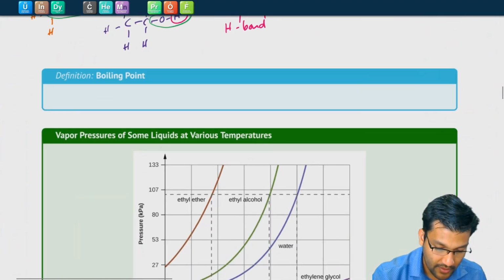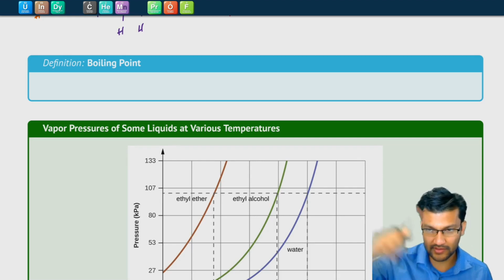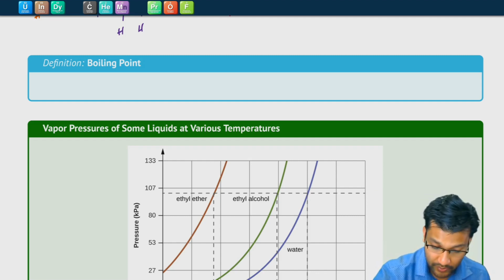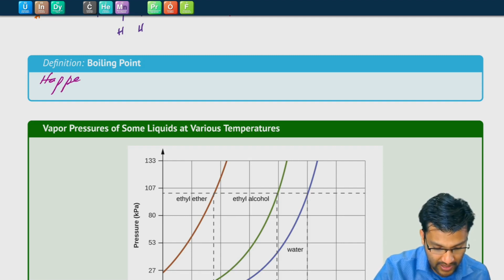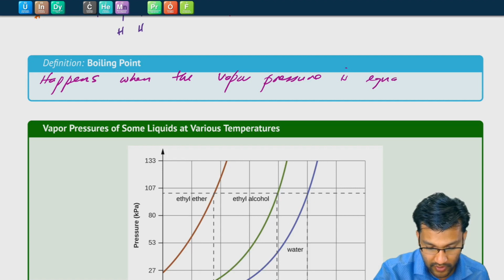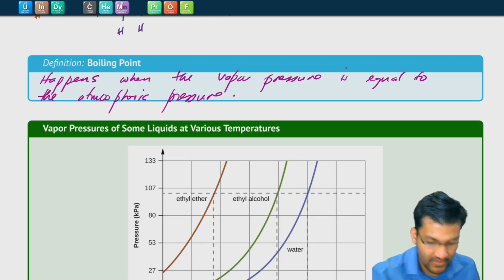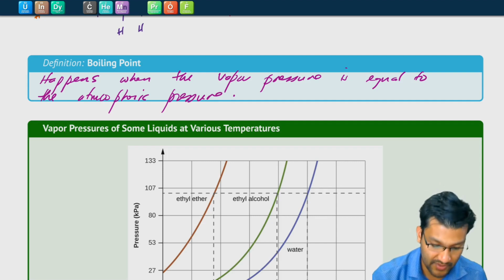Okay, so we talked about vapor pressure. It comes from the fact that some molecules will always have enough energy to escape into the vapor phase because they have a range of energy. The boiling point of a liquid happens when the vapor pressure is equal to the atmospheric pressure. So boiling happens when vapor pressure is equal to atmospheric pressure.